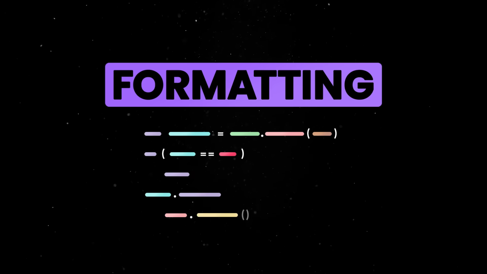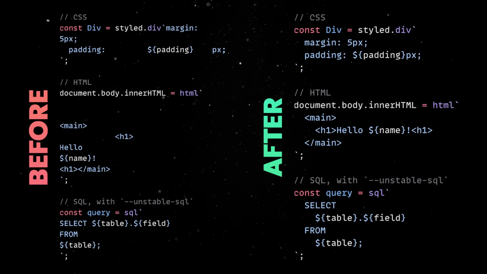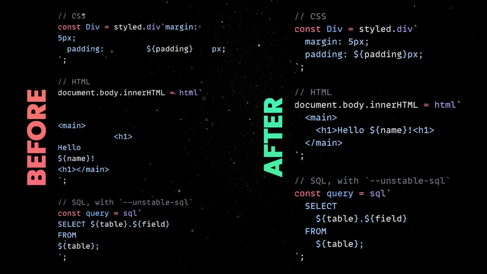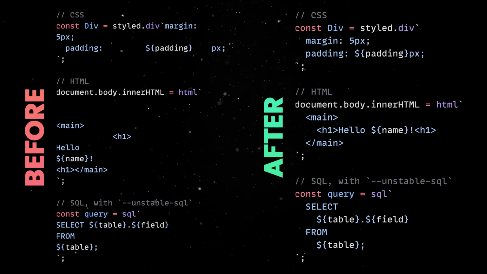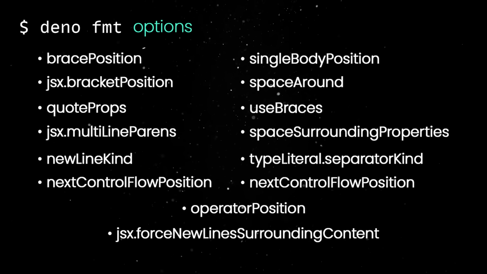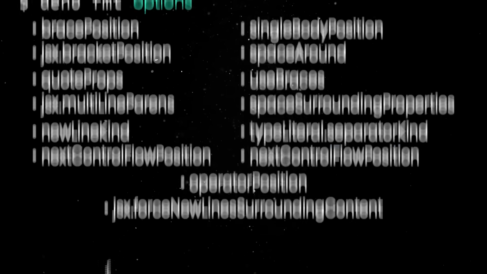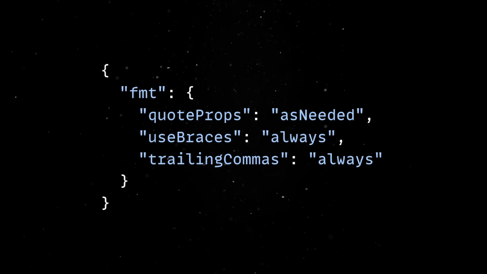Formatting also got smarter. Deno format now supports embedded CSS, HTML, and even SQL in tagged templates. No more messed up indentation in your styled components or SQL strings. You also get 14 new formatter options you can configure in deno.json, so you're no longer stuck with whatever default decisions Deno made for you.